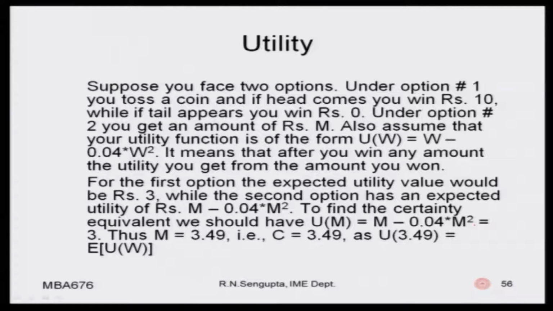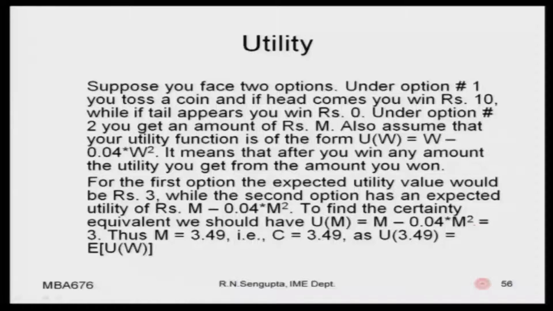So, if you solve this problem, considering that there is a utility function which is quadratic in nature, given by W minus 0.04 W square. It can be a logarithmic utility function, an exponential utility function, or a power utility function, but for our case we are taking the simple case of the quadratic utility function. Given the value of M, which is the input, if you convert that M value into its utility, that utility function is given by M minus 0.04 into M square.